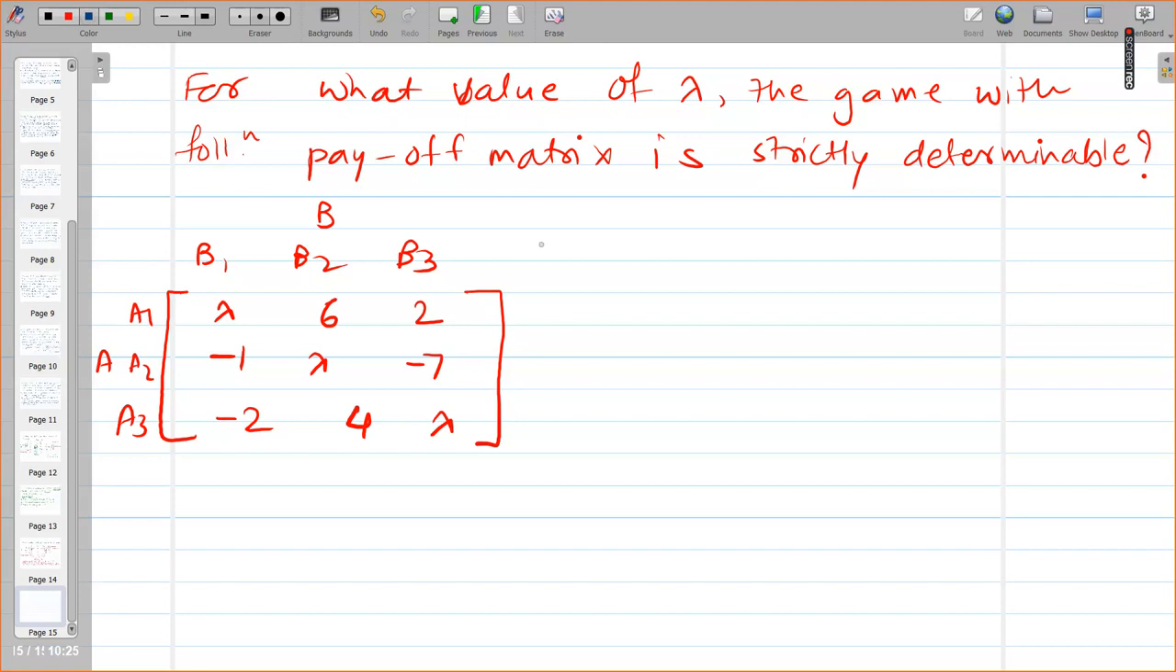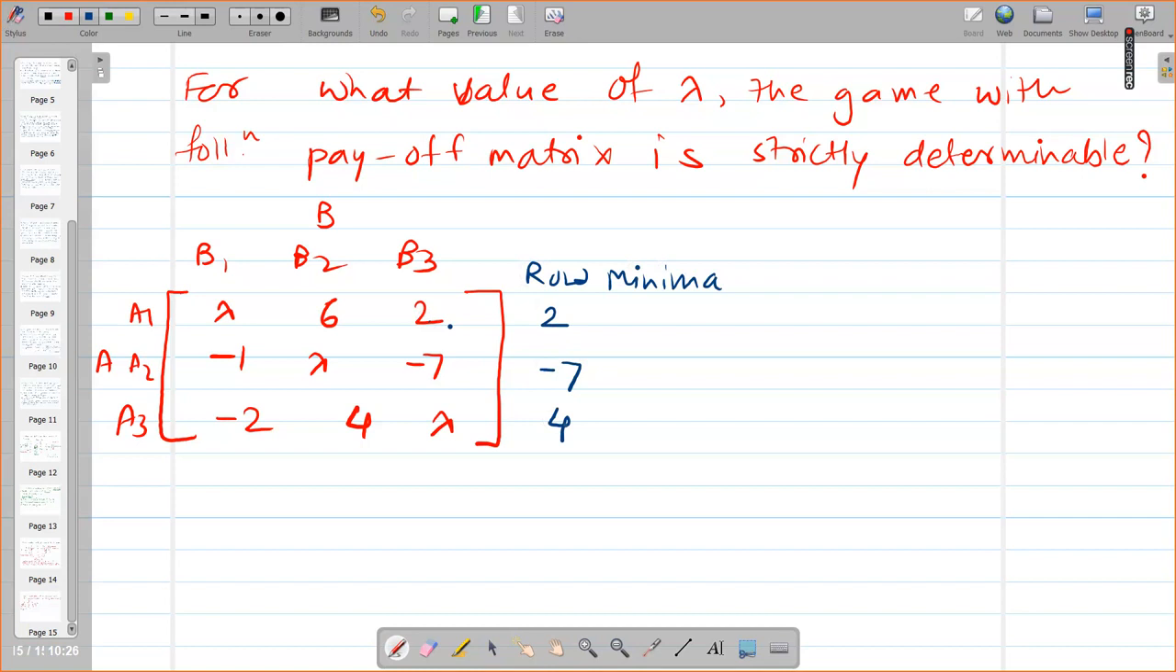So maximin equal to basically minimax. So what I will do, I will neglect lambda value, and from the remaining values I will find the row minima. So neglect lambda. So what is the row minima? First row. Come on, girls. We have got only 4 minutes. I want to complete 2. Second row. Neglect lambda. -7. Third row. 4. -2. Sorry, -2. I'm sorry.